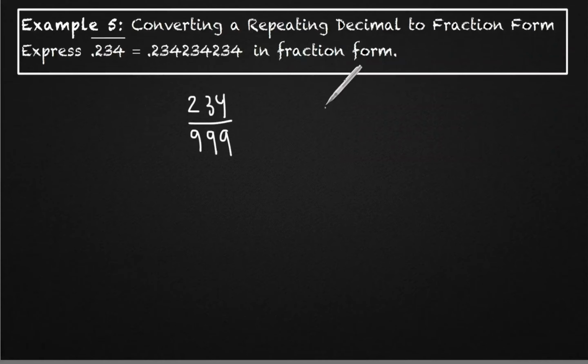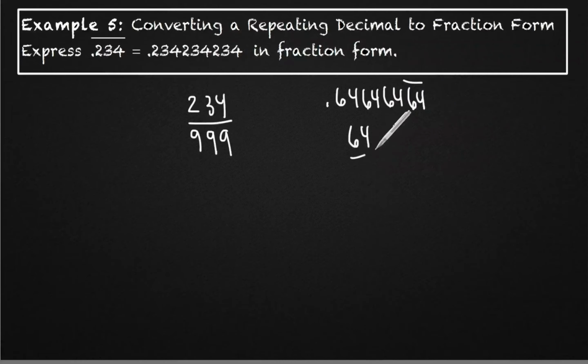So let's say we were looking to do 0.64646464 repeating. Well, you would say, oh, the 64 is repeating, so I'm going to take 64 and divide it by 99. There are 2 digits in 64. We need 2 nines there. And we'll do one more example.